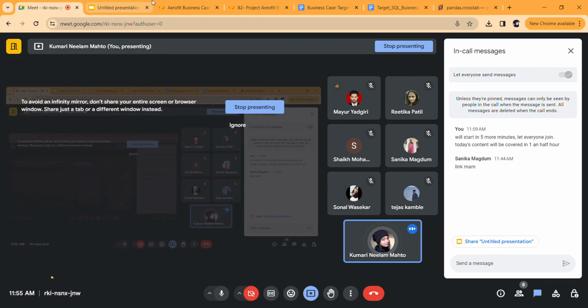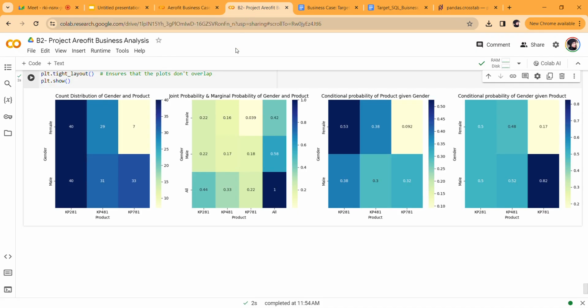Are you guys able to understand this? Any questions here? Are you able to understand every single code properly? Okay, great, great. Thank you so much.